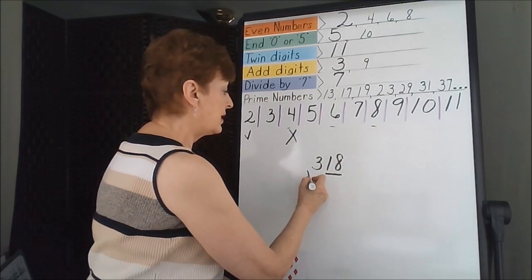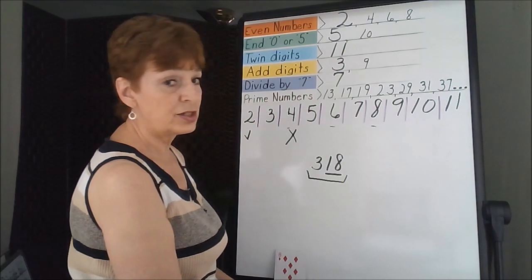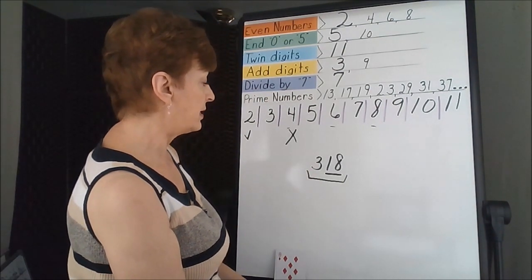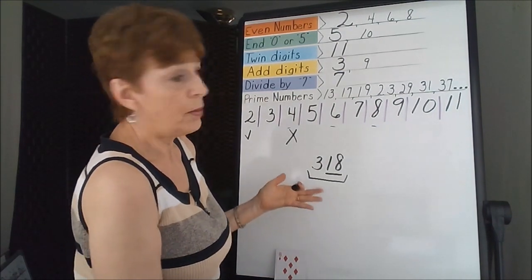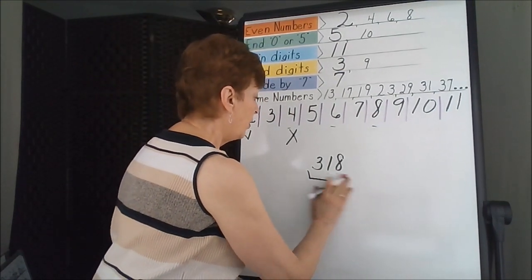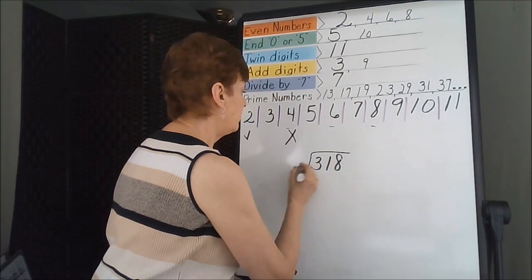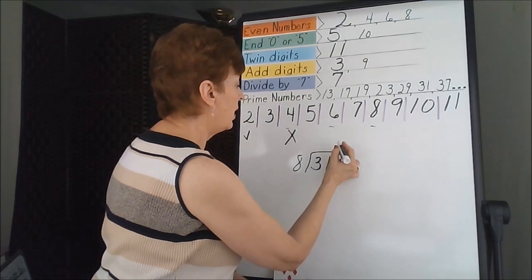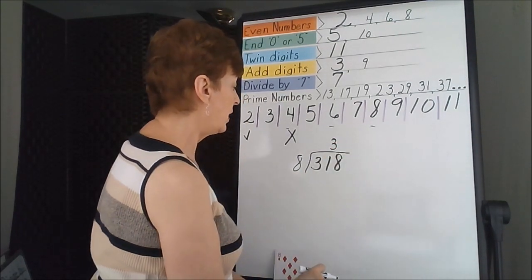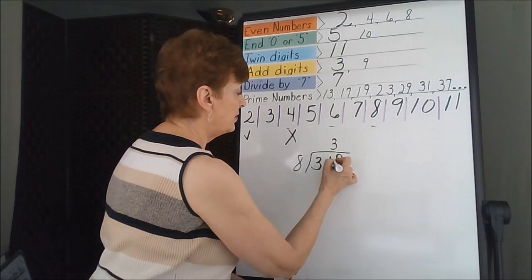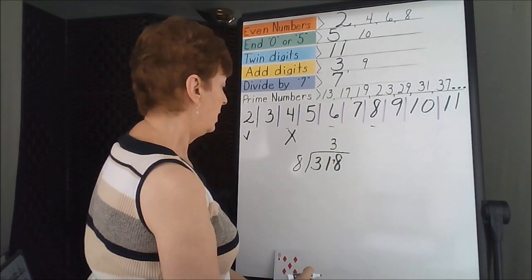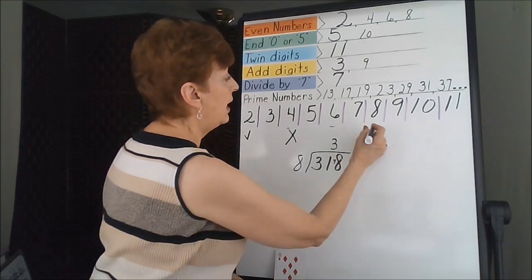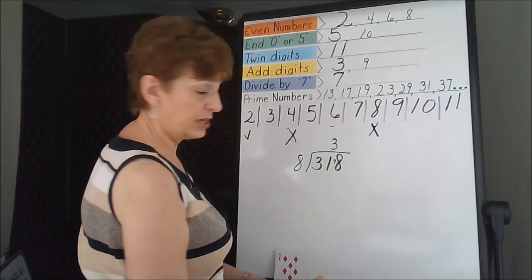The extended rule for 8 says if the last 3 digits of the number are divisible by 8, then the whole number is. In this case, we would have to use the whole entire number. So 318 divided by 8, we could do some finger division here. 8 goes into 31 3 times. That's 24 with a remainder of 7. 8 will not evenly go into 78, so 8 is no on this particular number.